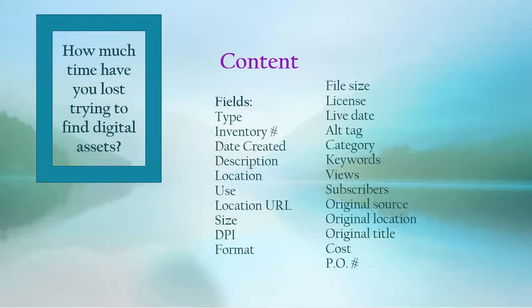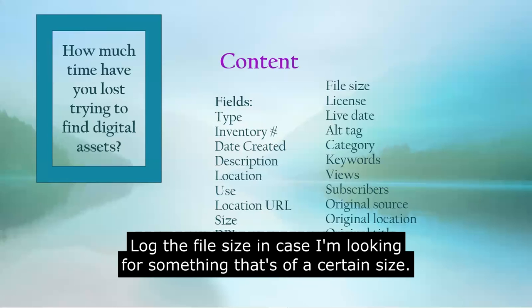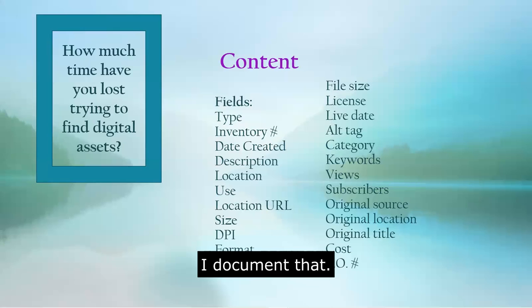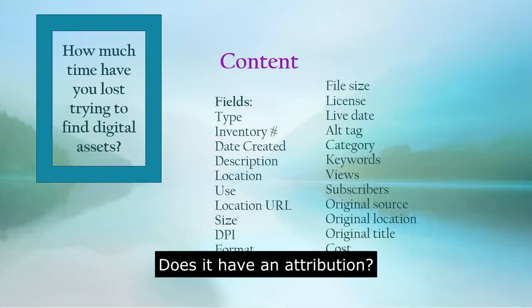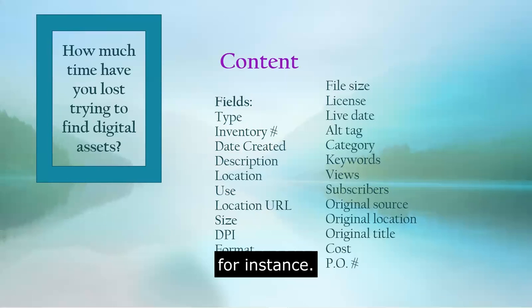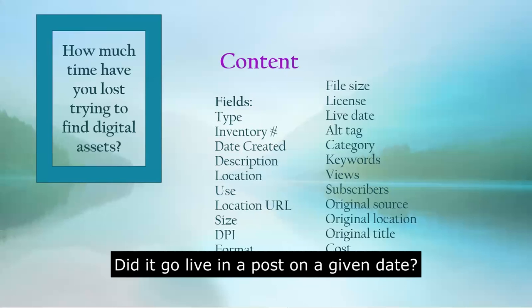The format that it's in, is it a JPEG? Is it a PDF file? What is the format? The file size, in case I'm looking for something that's of a certain size, it might be 2 megs or whatever, I can document that. Did I need a license for it? Does it have an attribution? If it's an asset that I've gotten as a photograph, for instance, what date did it go live? Did it go live in a post on a given date?